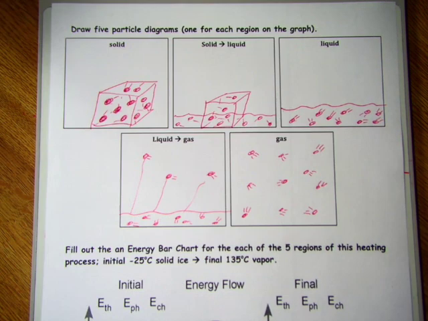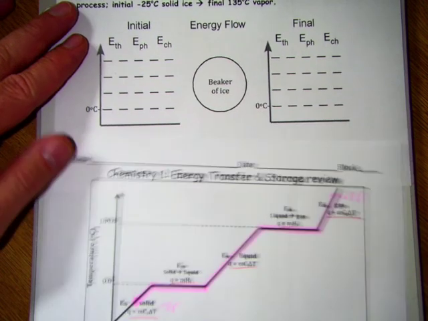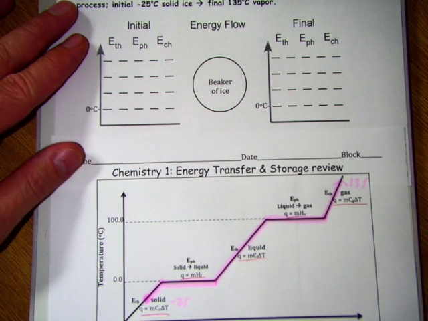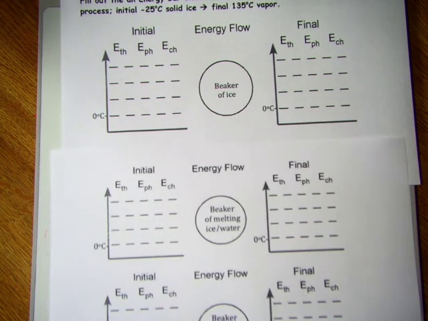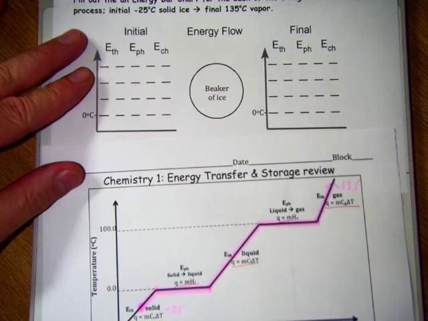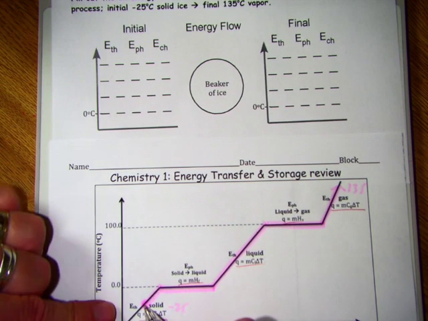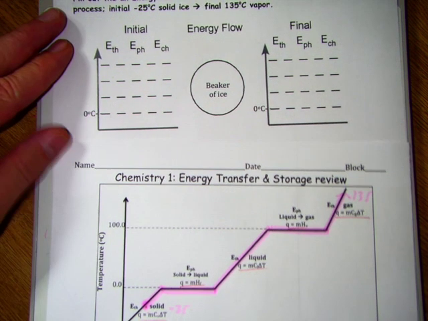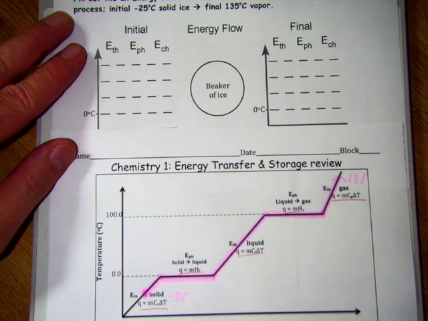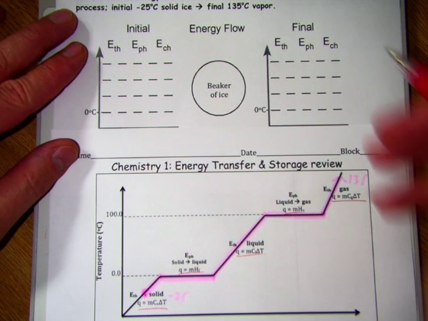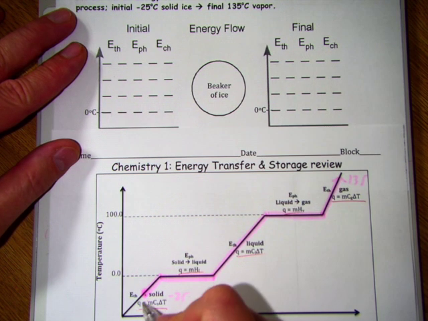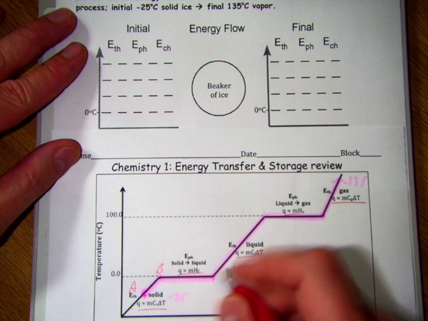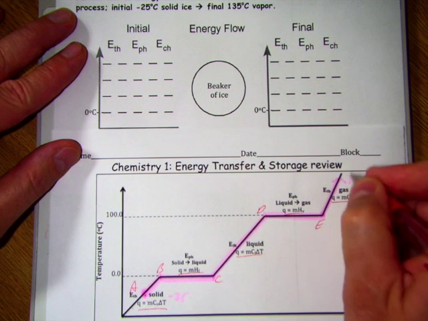And then the last bit of this is where we're drawing an LOL chart for each of the 5 regions. And the last page, it looks like this. You've got 1 for each region. So we're going to do an initial, final, initial, final, initial, final, initial, final for every section of the heating and cooling curve. So we'll start up here. Obviously, we're a beaker of ice. And this is for the section when we start down here. And remember, in our system, it's A to B to C to D to E and up here to F.